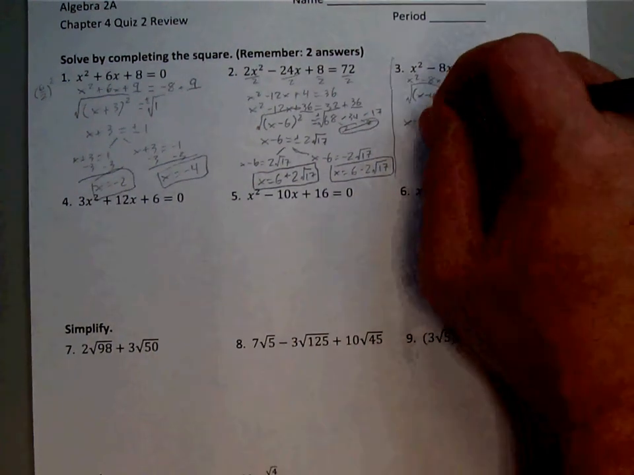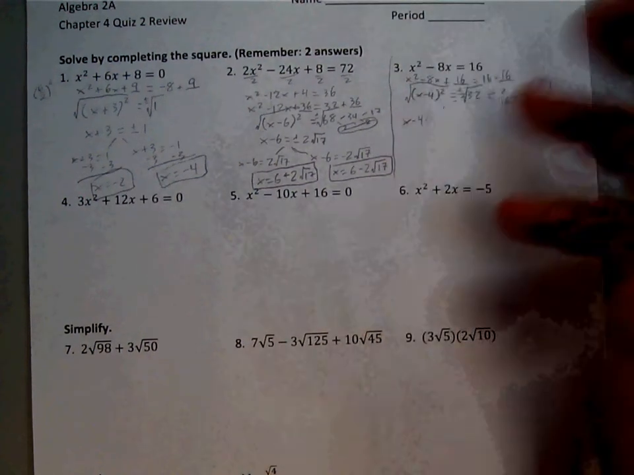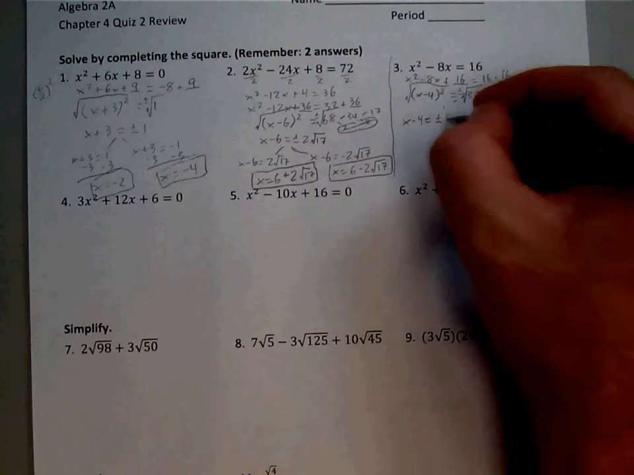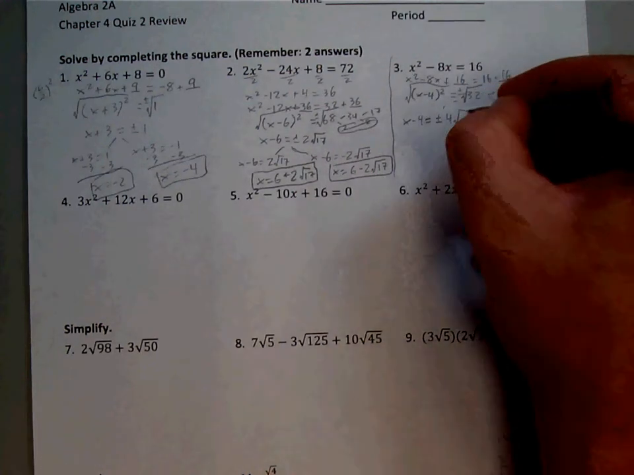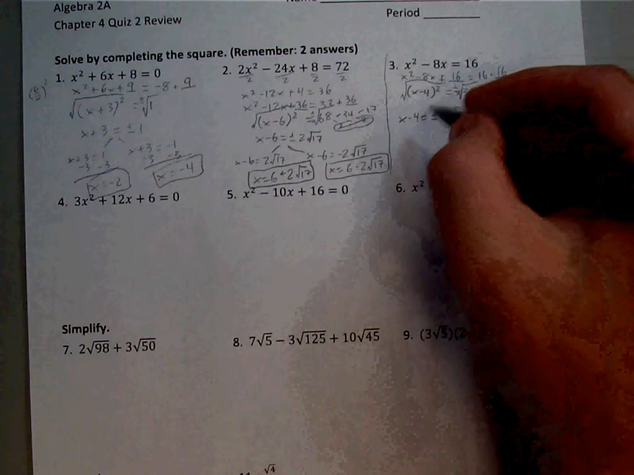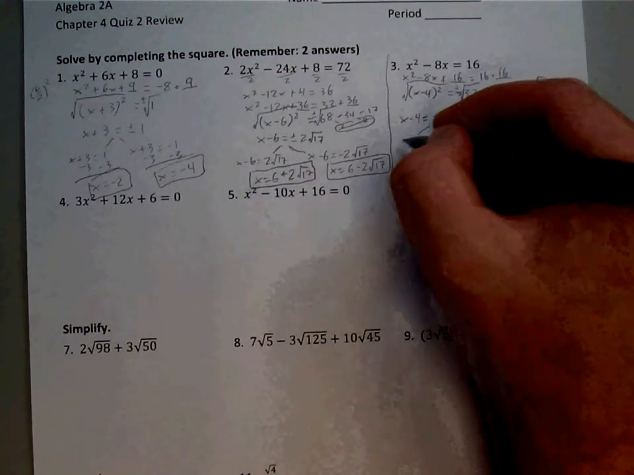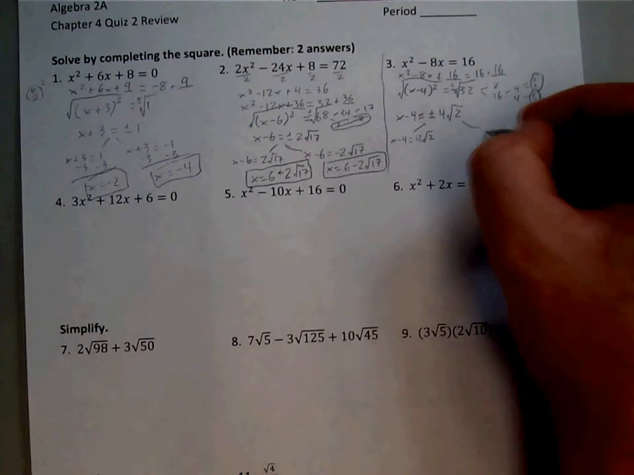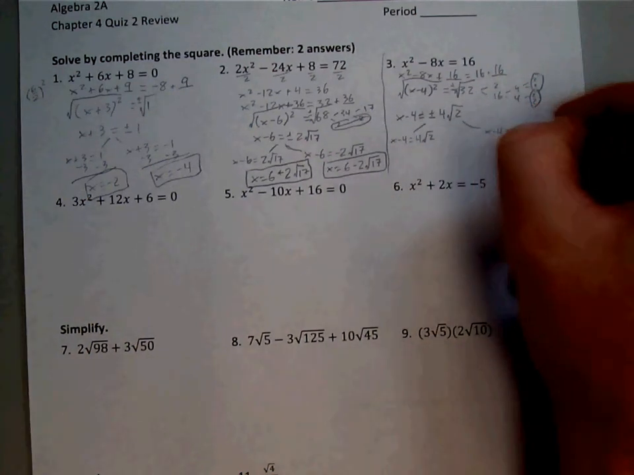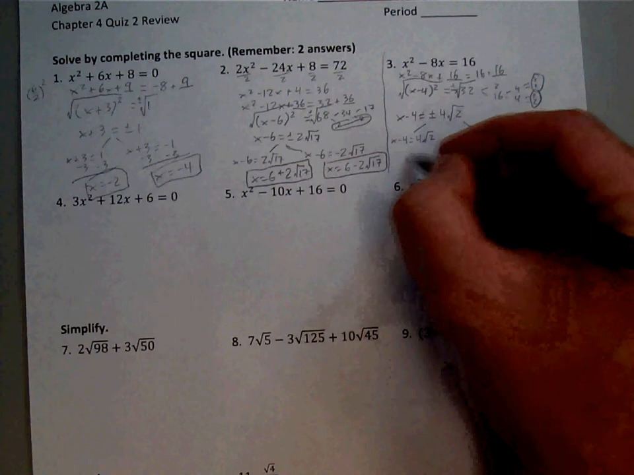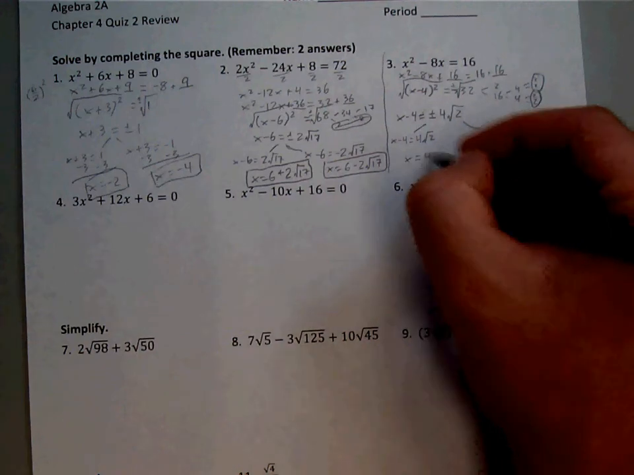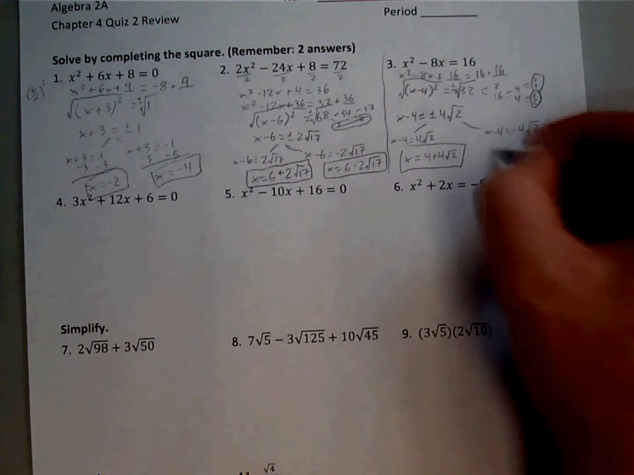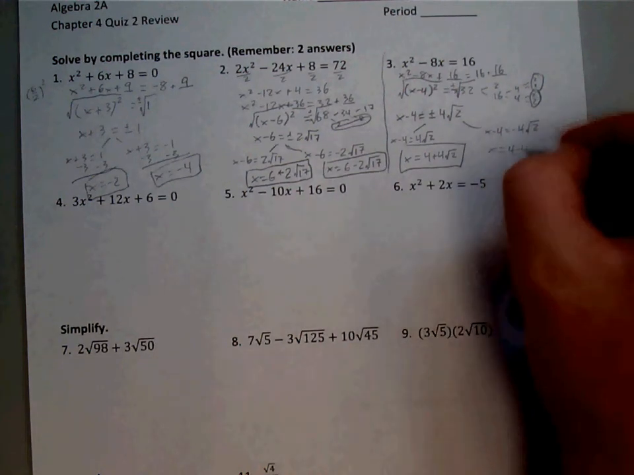Oops, I forgot my equals. x minus 4 equals plus minus. Pulled out 2 and another 2, so I pulled out 4, and there's a 2 left inside. So 4 square root of 2. So x minus 4 equals 4 square root of 2. x minus 4 equals negative 4 square root of 2. Add the 4 over. So x equals 4 plus 4 square root of 2. x equals 4 minus 4 square root of 2.